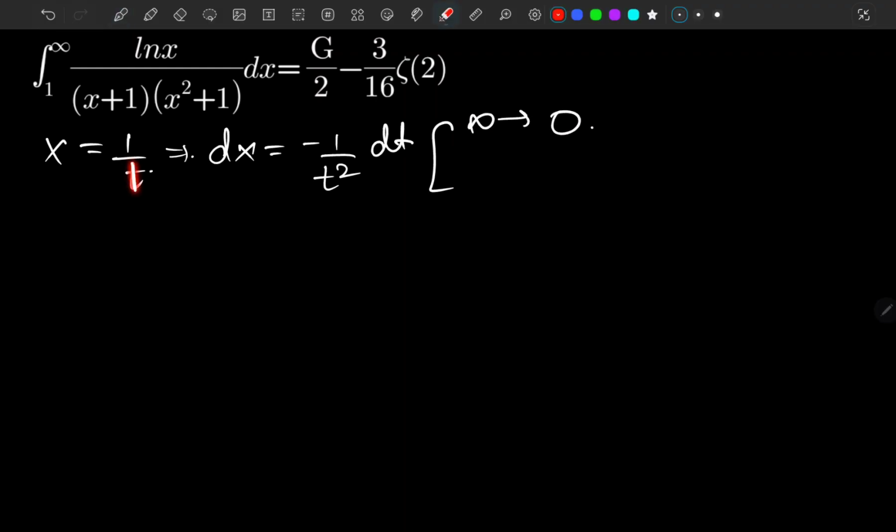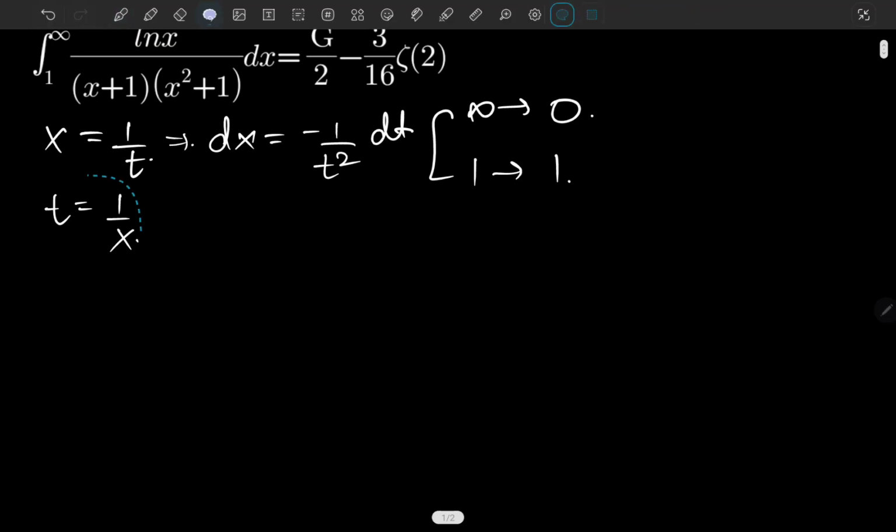I'm sorry, I have to care about x here. So t is 1 over x. When you plug x equals infinity, 1 over infinity tends to 0, not exactly 0. And when x is 1, 1 over 1 is 1, so 1 goes to 1. Okay, now we are good to go with our substitution.